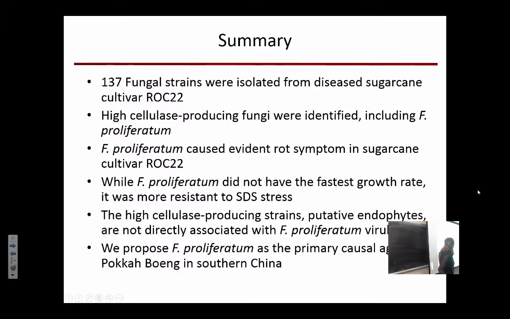And the high cellulase producing strains, including strain 47 and strain 22, the Alternaria and the Epicoccum species, we found that they were not directly associated with the Fusarium proliferatum virulence based on co-inoculation studies. But we do propose that Fusarium proliferatum is the primary causal agent of Pokkah Boeng disease in the region that I was studying.